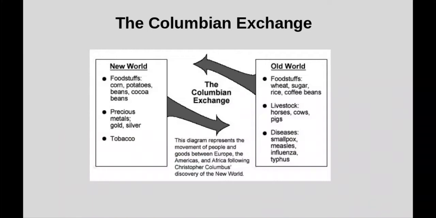As a review, the Columbian Exchange was the movement of people and goods between Europe, the Americas, and Africa following Christopher Columbus's discovery of the New World.